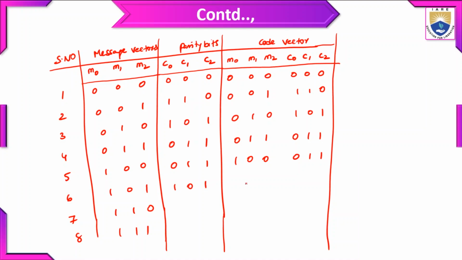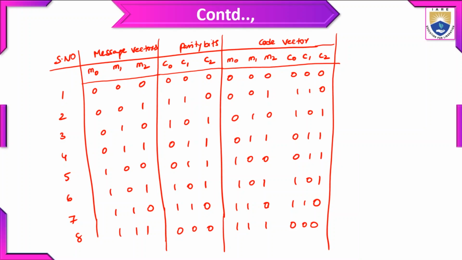Sixth one 1, 0, 1. So this one also 1, 0, 1, 1, 0, 1. And the seventh one is 1, 1, 0, and this one also the same. So here also we got 3 parity bits, 1, 1, 0.